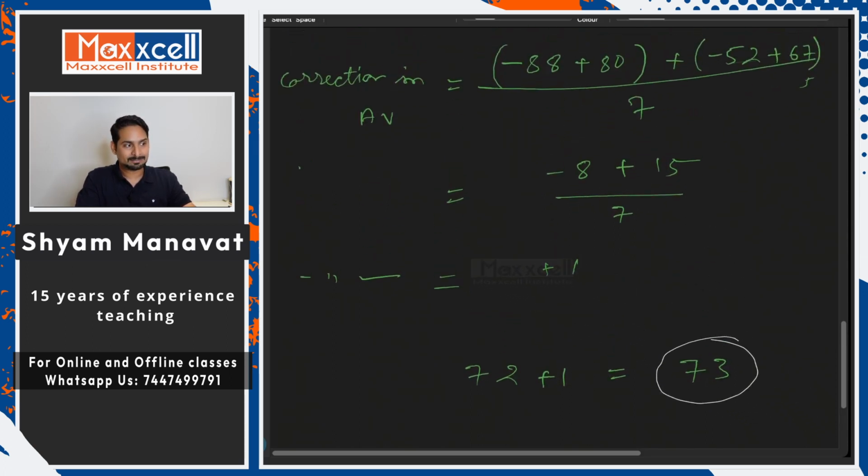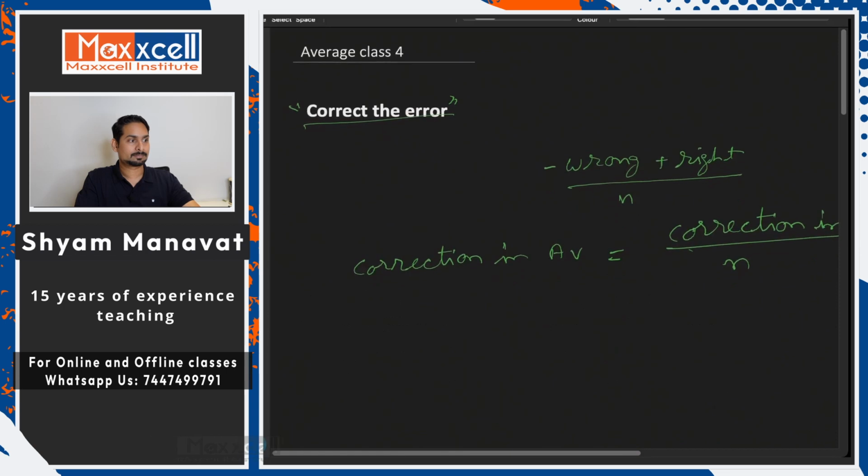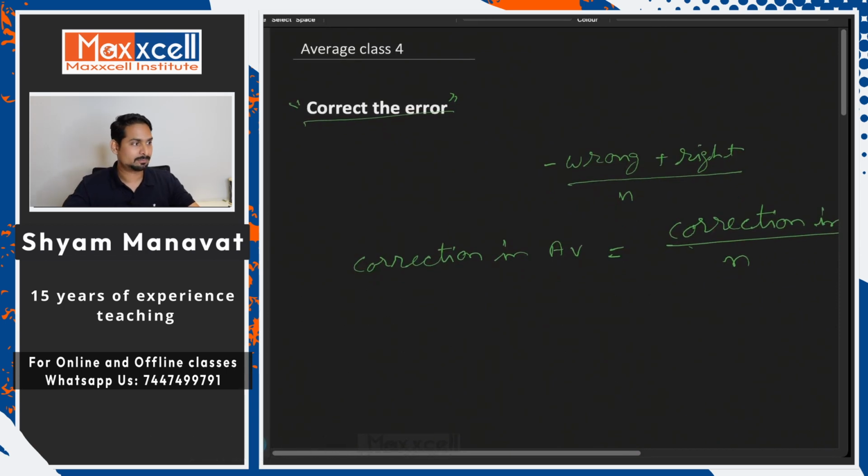In case you get this minus, for example, if this 15 had been negative and 8 positive, you would have got -1. In that case, correction in average is -1. So whatever was the average, you do -1. That will be your answer. Okay. Here because it is positive, so we do what? Whatever was the average, we do +1 in that. So we got the correct average. All right. So this is correcting the error while doing the sum, right? While considering the observations. Okay.